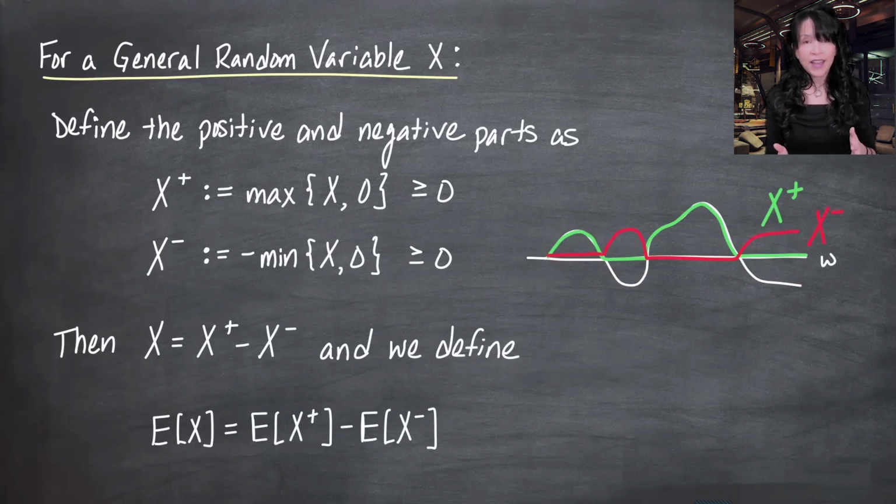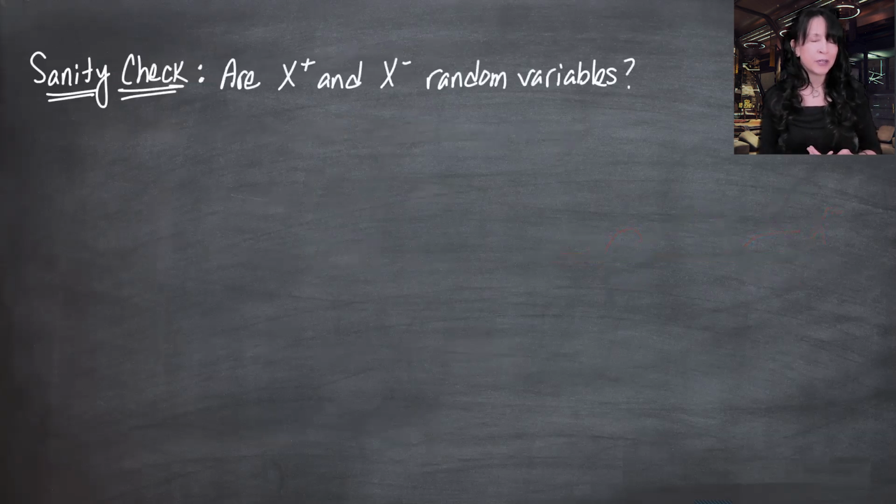By the way, as a sanity check here, these expectations aren't going to make any sense if x plus and x minus are not random variables. Are they random variables? I'm just going to look at one of these. The other one is going to be quite similar. The answer is, of course, yes, or I wouldn't have defined my expectation that way. So to prove this, if you need proving, if not, skip ahead another minute in this video.